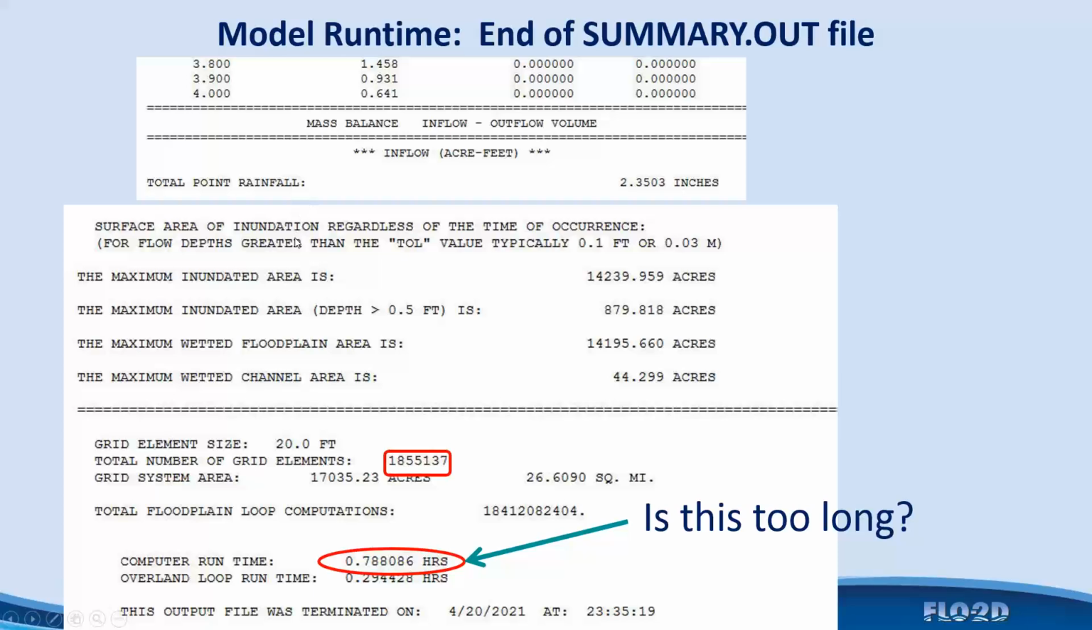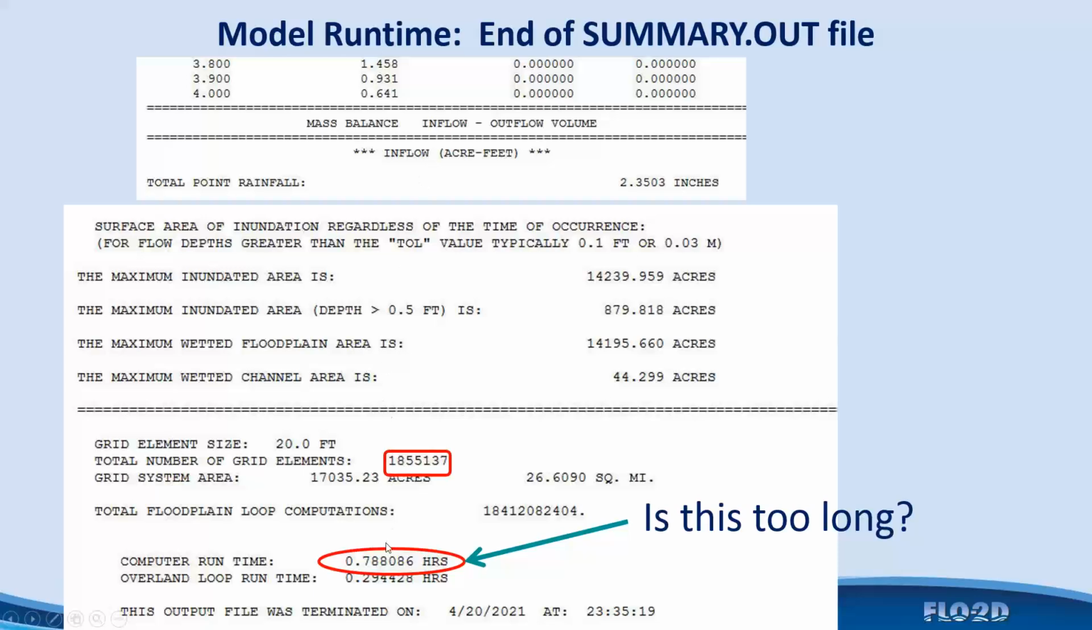At the bottom of the summary.out file, it lists things like the grid element size, the number of grid elements, this is 1.8 million grid elements, and how fast the model ran. In this case, the 4 hours or whatever ran in just a little under an hour for essentially 2 million elements, or whatever the simulation time was, because these may not be the same project.